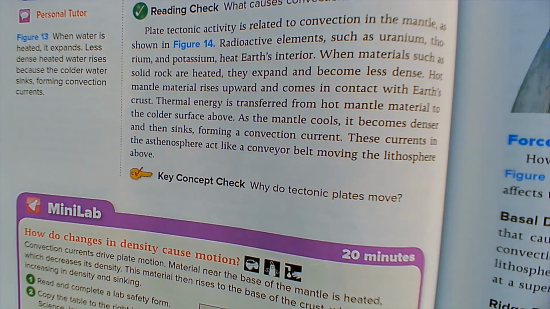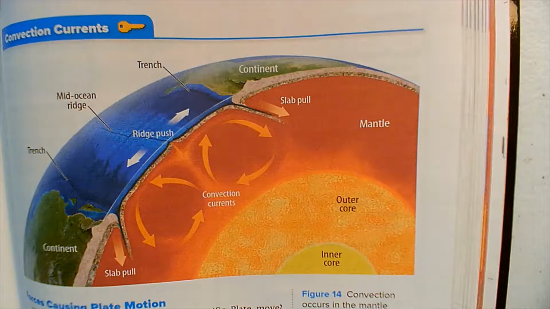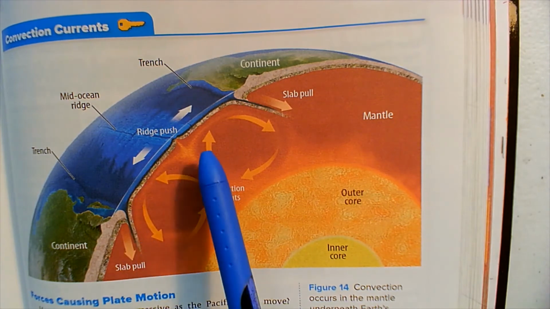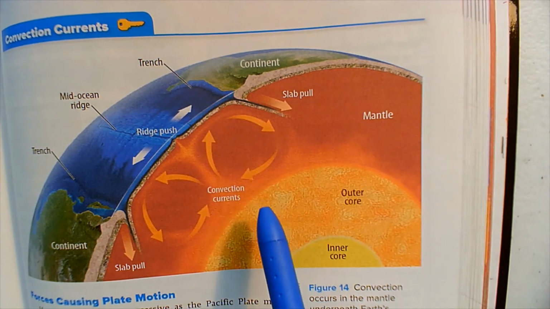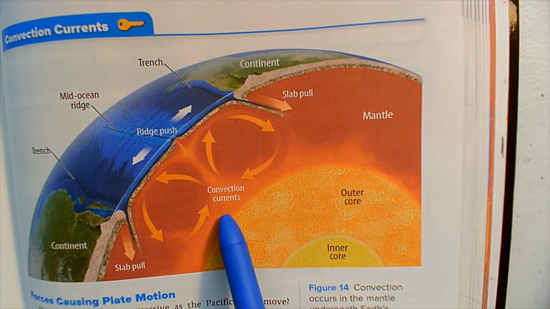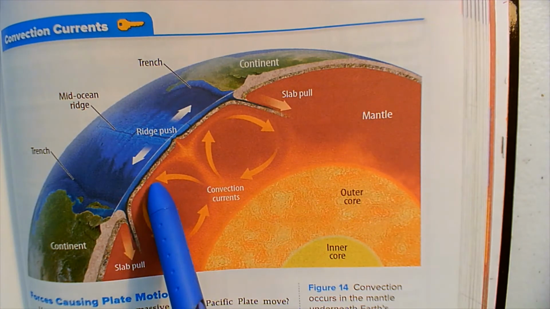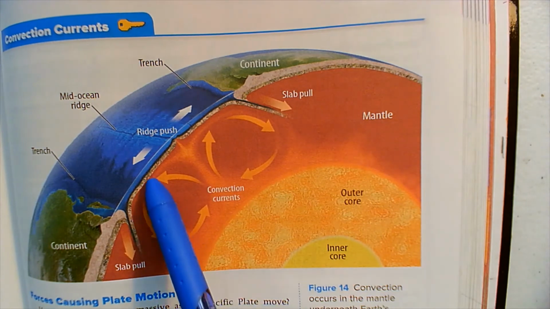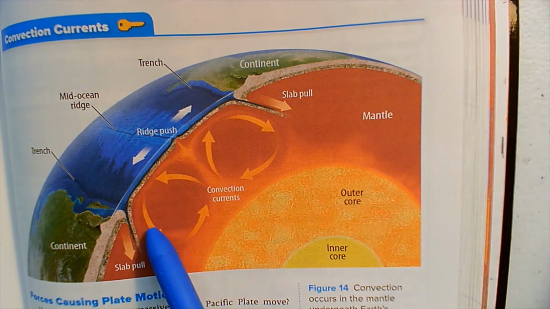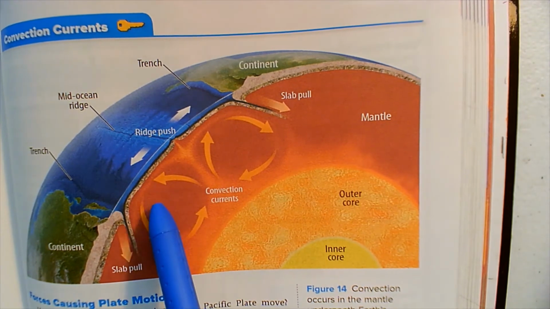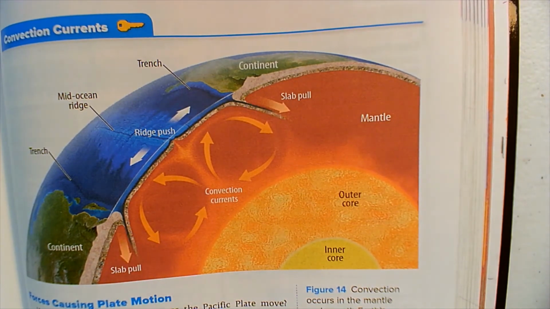Okay, and moving on to the next. Okay, so you can see a picture of that here. So the convection currents that are being formed by the heating of the mantle and then the rising of the less dense material, and then as it cools, it sinks. And so that movement pushes up against these plates and it moves them like a conveyor belt.